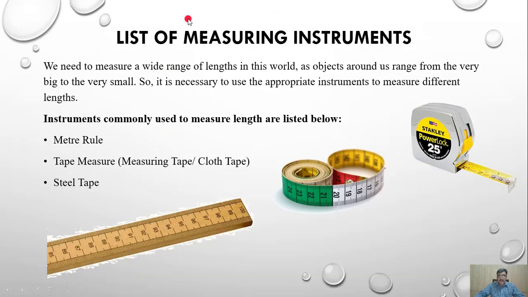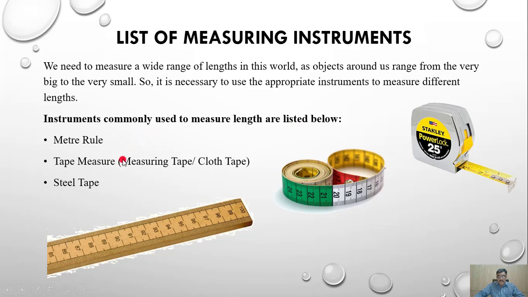Let's see the list of measuring instruments. When we talk about the list of measuring instruments, we have a question here: why do we need to measure length? We need to measure a wide range of lengths in this world, as objects around us range from the very big to the very small. So it is necessary to use appropriate instruments to measure different lengths. Instruments commonly used to measure lengths are listed below.